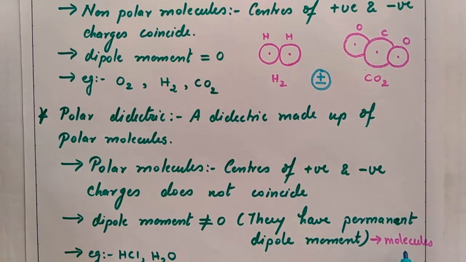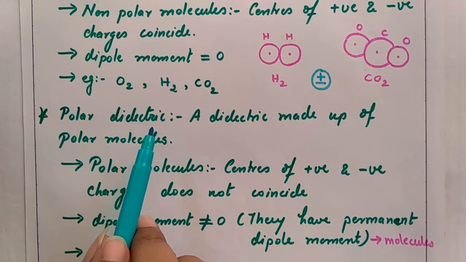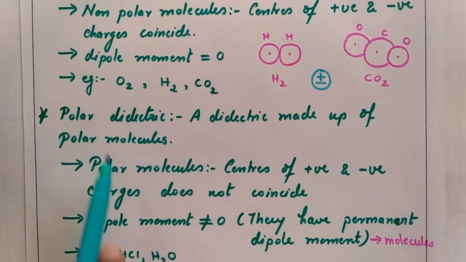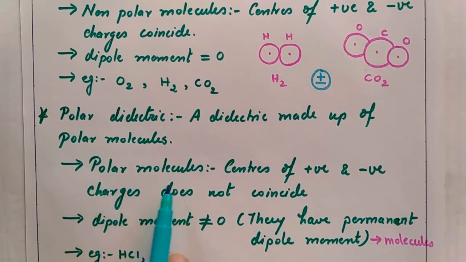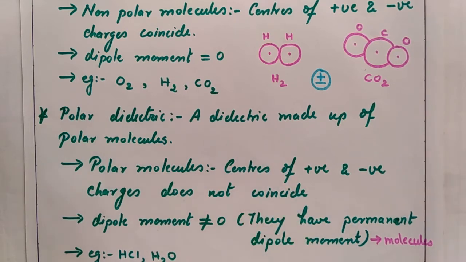I have written here molecule. Why I am stressing on this word molecule? Because here the dipole moment of the molecule is going to be not equal to zero, and not of the polar dielectric slab. Okay, see, there is a difference. Polar dielectric is made up of polar molecules. These individual polar molecules are going to have dipole moment, but that does not mean that the whole polar dielectric slab will have net dipole moment. That I'll explain you how.